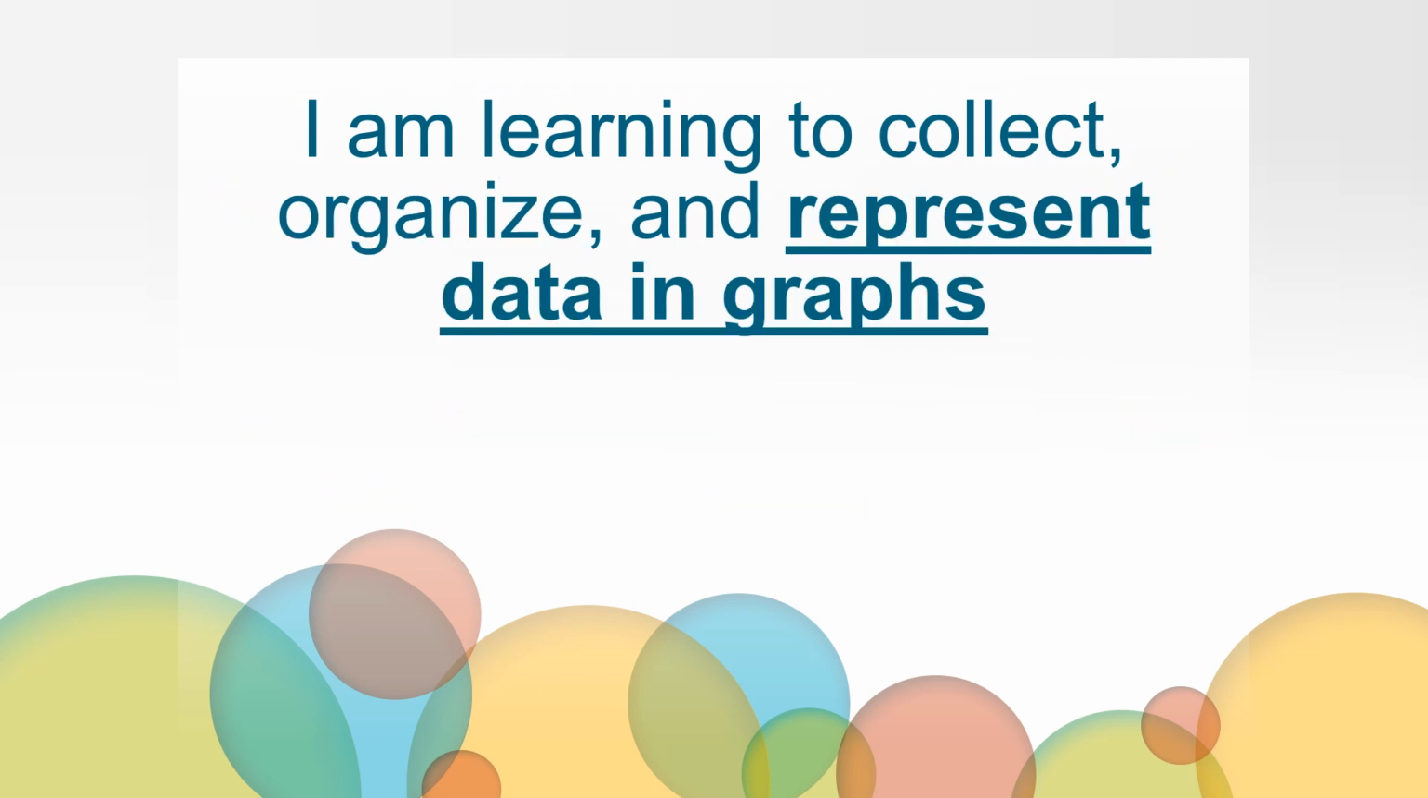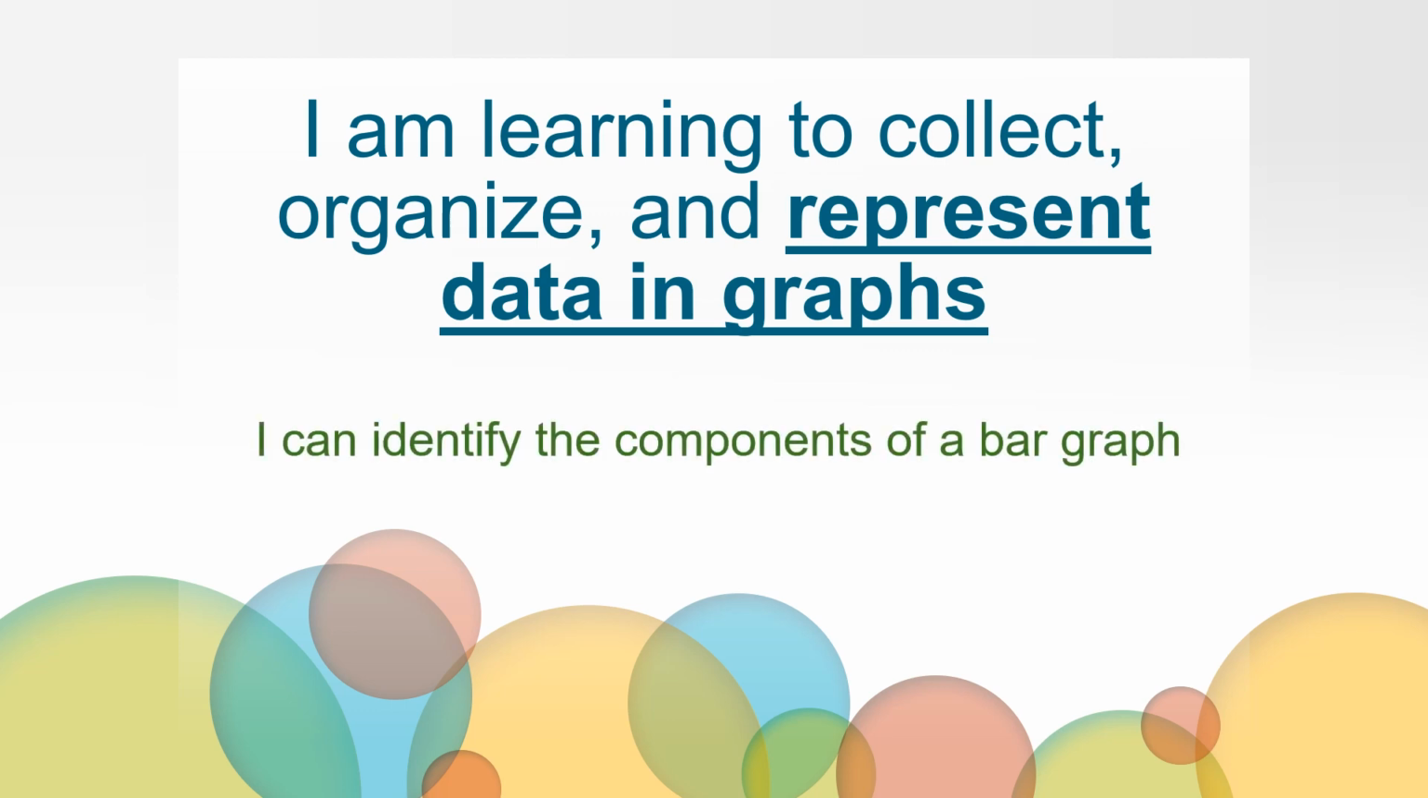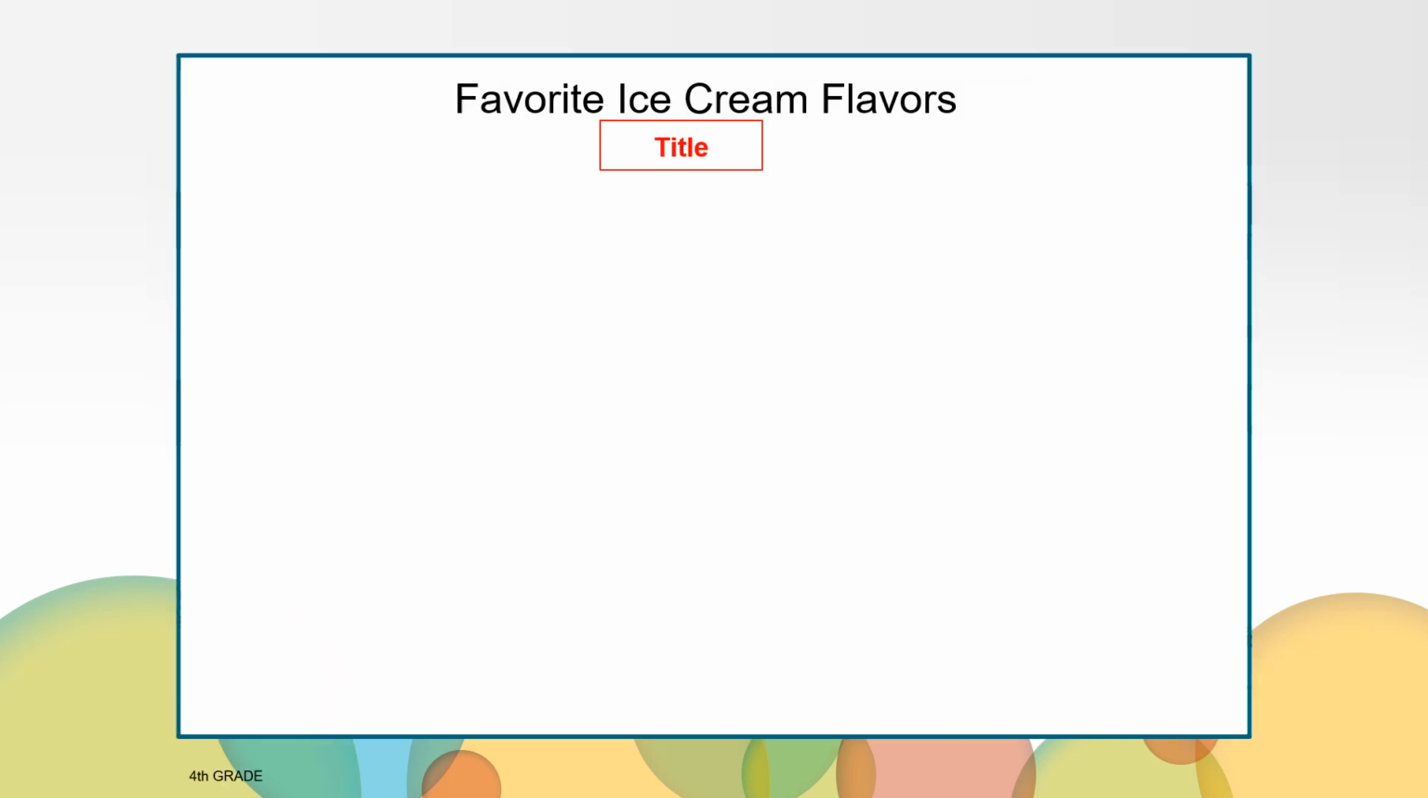The second part of our lesson will focus on representing data in bar graphs. You will know if you are making progress towards this learning goal if you can identify the components of a bar graph. To begin our bar graph, let's add a title. Our title will be Favorite Ice Cream Flavors. You can put that on your paper.